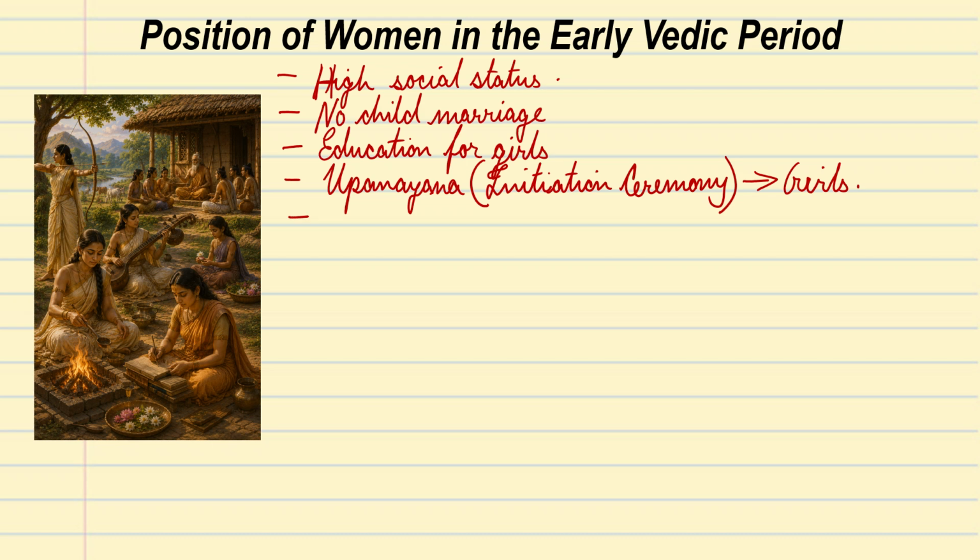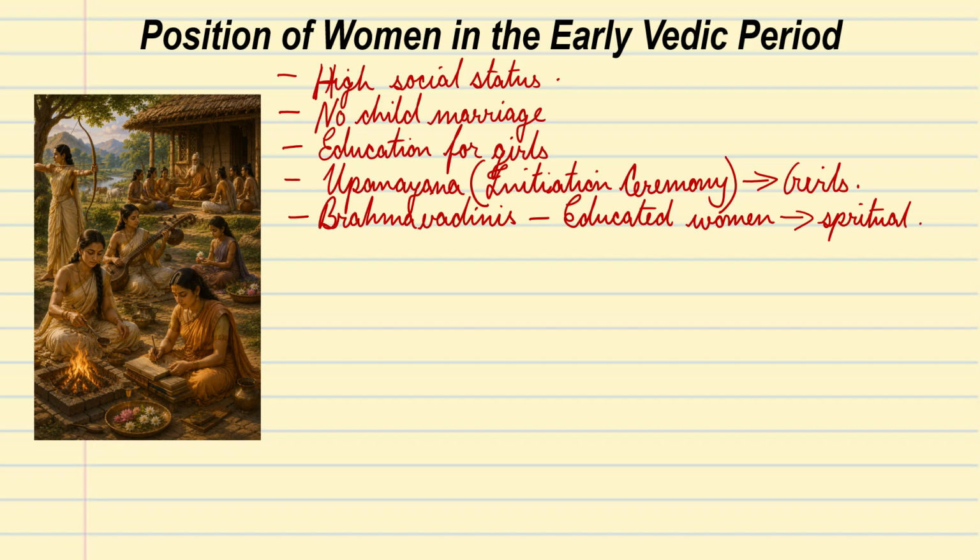Then there were educated women known as Brahmavadinis. Who were the Brahmavadinis? They were highly educated women, and they had an infinite source of spirituality. So they were educated women and were also very spiritual. That is how women were very much regarded as important people in the Rig Vedic society.